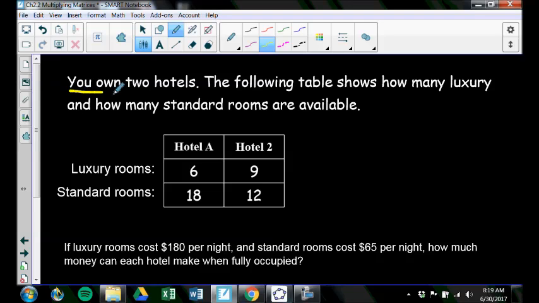So let's pretend like you own 2 hotels, and the following table shows how many luxury and how many standard rooms are available at a given hotel.